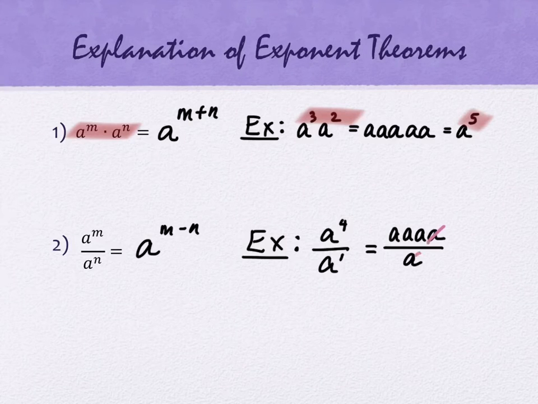Yeah, you can divide one out. You can reduce it by a factor of a. That leaves me with 3 a's on top. It leaves me with the number 1 on bottom. You can write it in if you'd like. But a times a times a is a to the third. And again, how do you get from 4 and 1 to 3? You subtract.